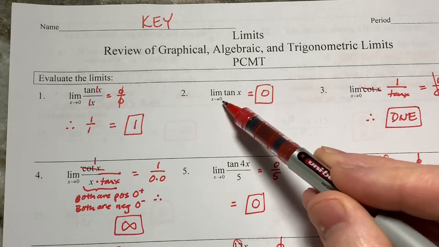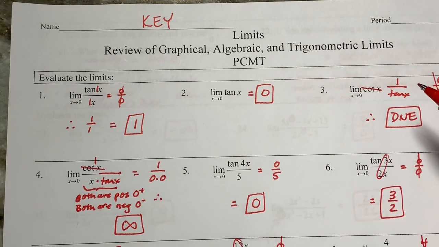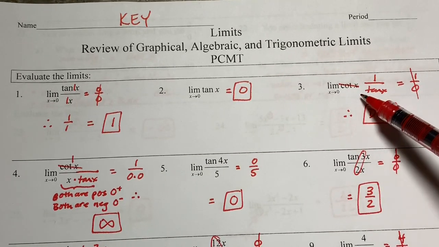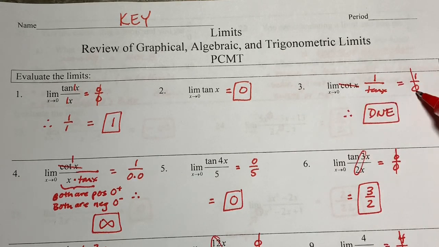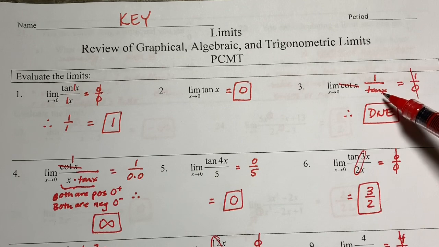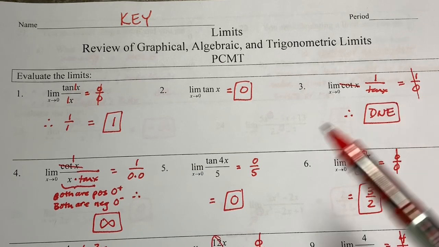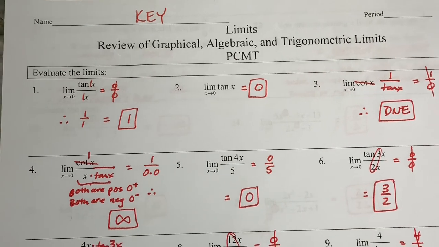This one, really simple, tangent of 0, 0. When you get an answer, you're great. This one, remember, we don't deal with cotangent, so I change it to a 1 over tangent, then do the limit. And because I got 1 over 0, I'm going to say D and E because the bottom is not squared. Okay? Now, this next one's a little tricky.